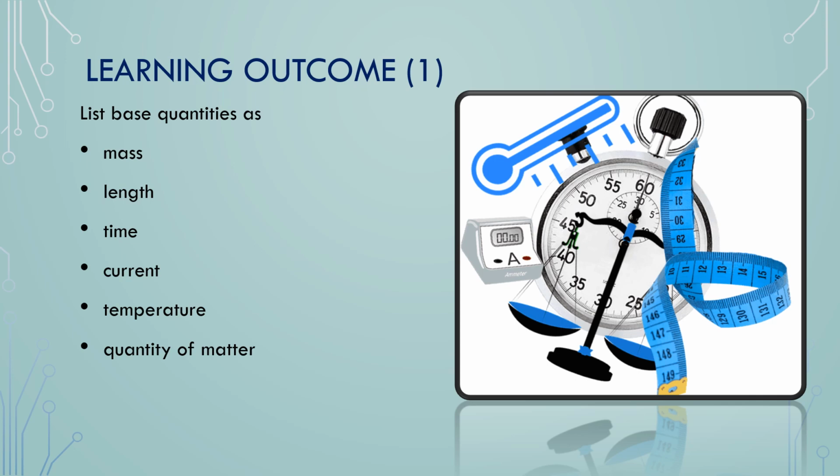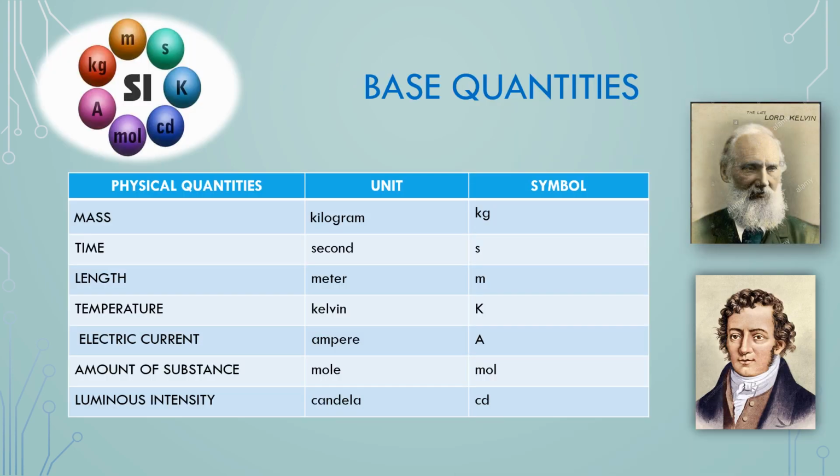The learning outcome for today's class is to list base quantities: mass, length, time, current, temperature, and quantity of matter. There are two types of physical quantities. That is base quantity, sometimes called fundamental quantity, and derived quantity. Base quantities are physical quantities that cannot be defined in terms of other quantities.